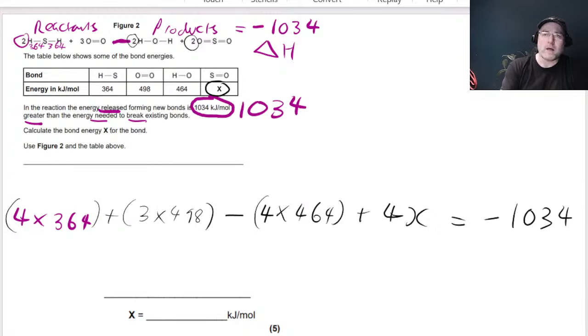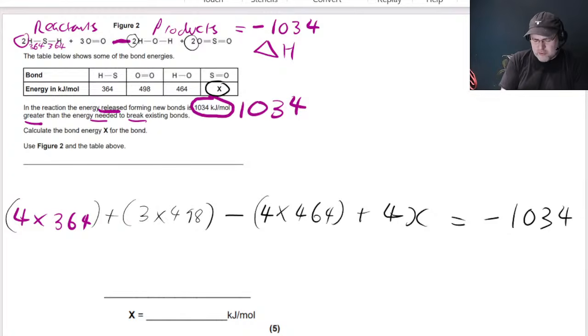But remember, take your time. If you're someone who doesn't always get 5 marks, you take your time, because on the mark scheme, they want to see some of the calculations. So if you've done 4 times 364 and added it to that, you're going to get a separate mark just for doing that. So let's smash that out and build them up.